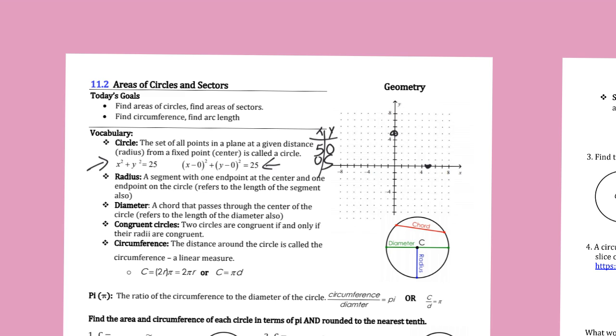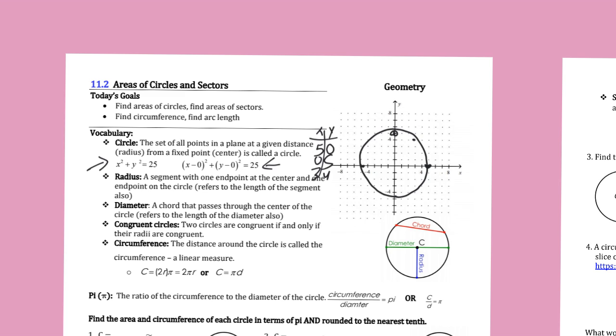And then some people said, what about 3, 4? What if you do 3 squared plus 4 squared? What's 9 plus 16? Does that equal 25? Well, yeah, it does. And so 3, 4 is another option, as is negative 5, 0 and 0, negative 5. Every point on this graph is going to be 5 steps away from the origin, its center.